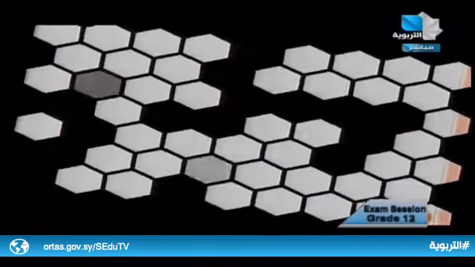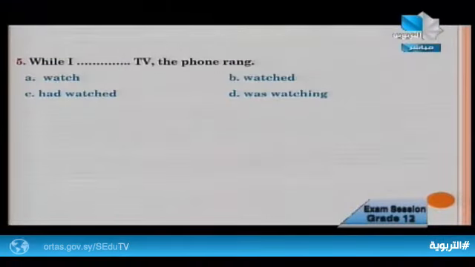Let us try to be more flexible with tenses. Yes, you're right. Okay, go on. Number 5: While I TV, the phone rang, was watching. So the answer is D, was watching. While I was watching, and this is an interruption. So an action was in progress when another action happened or interrupted it.